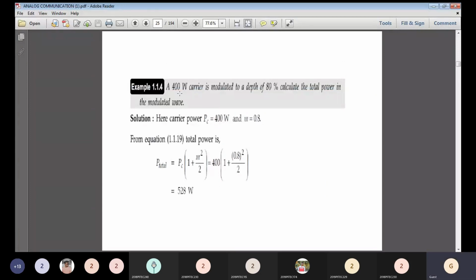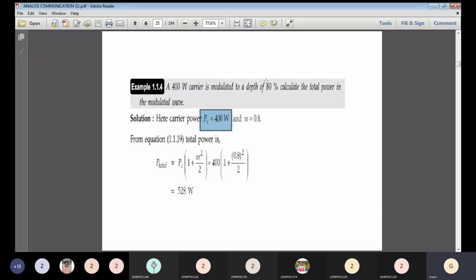Shall we move to the next problem? A 400 watt carrier is modulated to a depth of 80%. Calculate the total power in the modulated wave. So, a 400 watt carrier. The carrier power is equal to 400 watts.